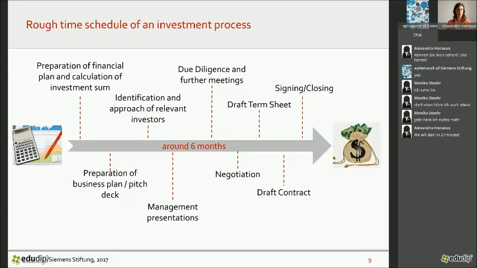So before you even start with any process, really, it's important that you know what you should expect and also prepare accordingly. That's why we start right now with just a rough time schedule of an investment process here. The very first point of the investment process is really the preparation of your financial plan and calculation sum. That's where you collect all your financial expectations. You have a lineup of your revenues, your costs, your investments. So everything you plan, you put down in financials, and you use that to identify your cash need.